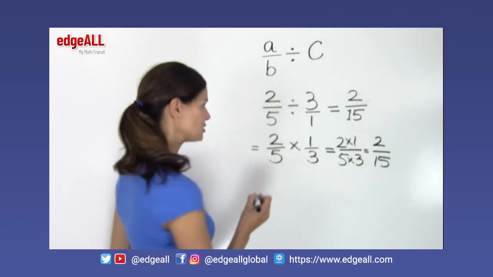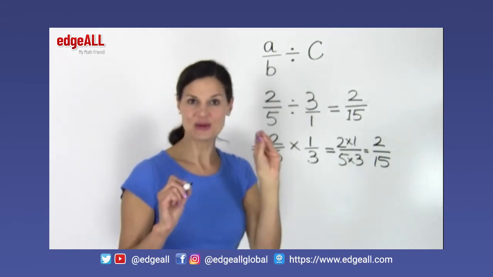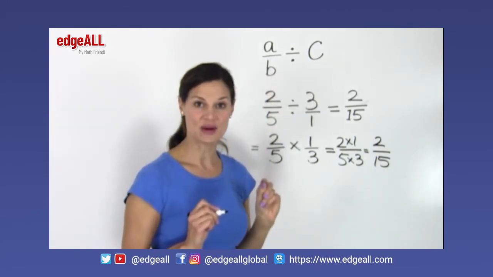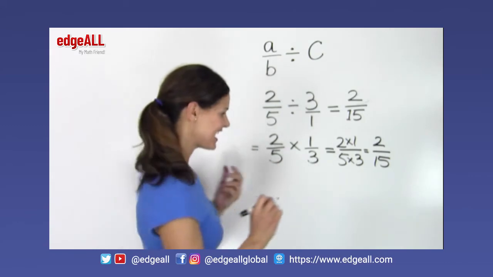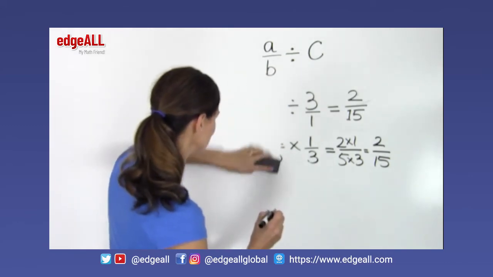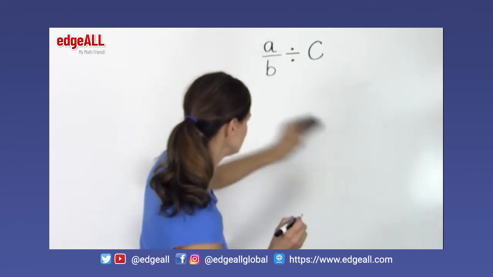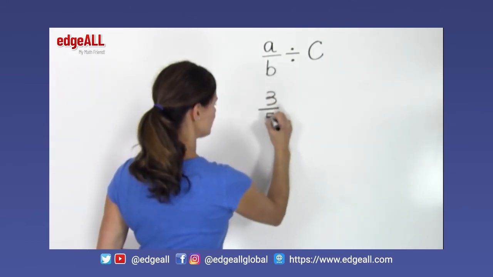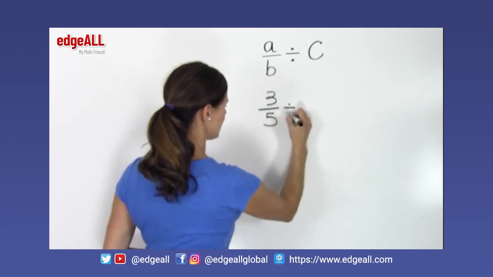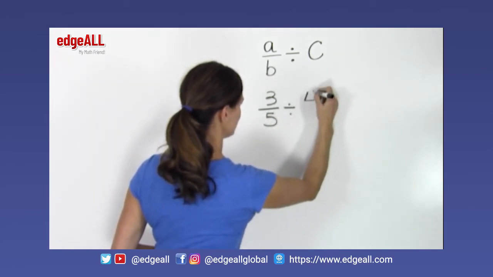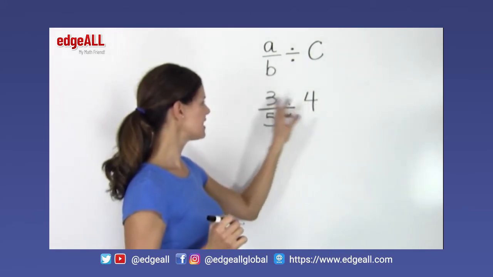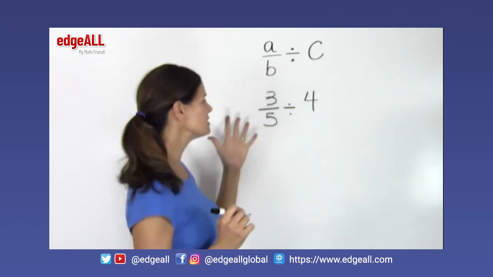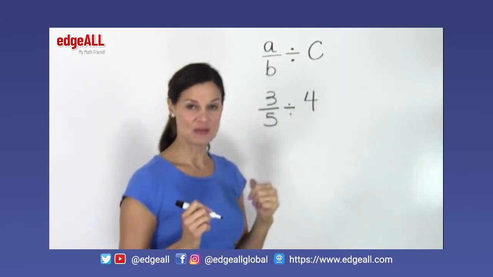So we can use that little shortcut of keeping the numerator the same and multiplying our denominator by the whole number that we're dividing by. So let's look at an example of that using an actual number. So if I am asked to do 3/5 divided by 4, and I check first and see if 3 divided by 4 will give me a whole number, and it won't, so I know I have to use my invert and multiply method.